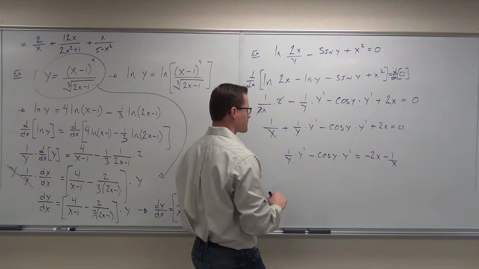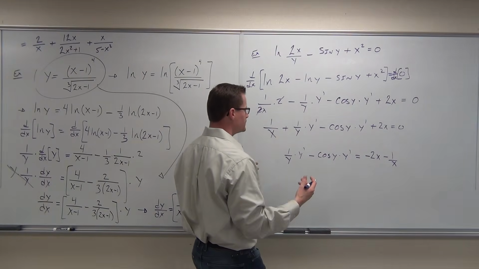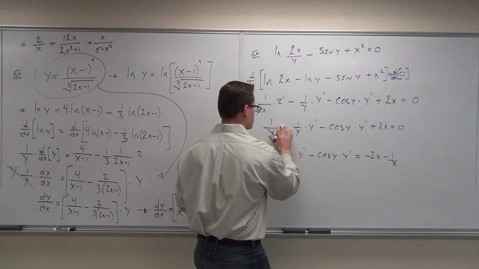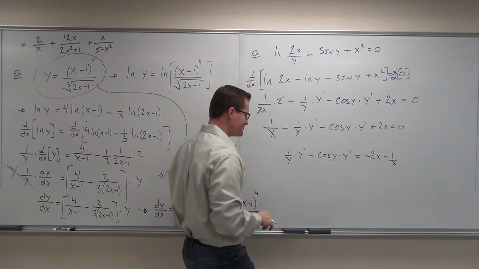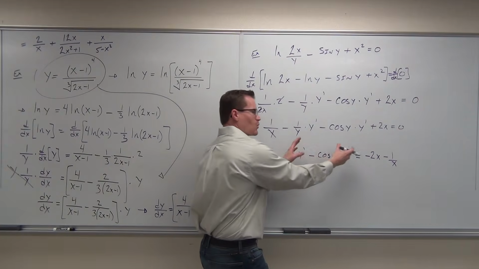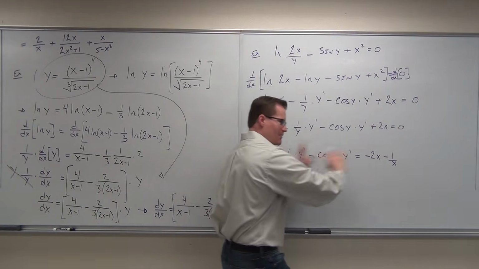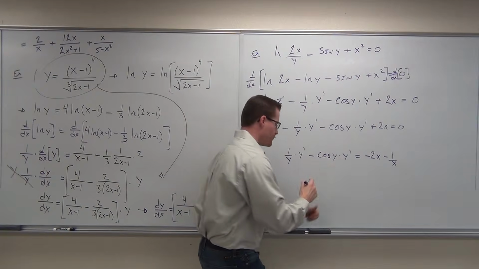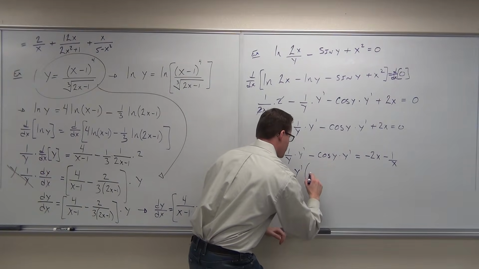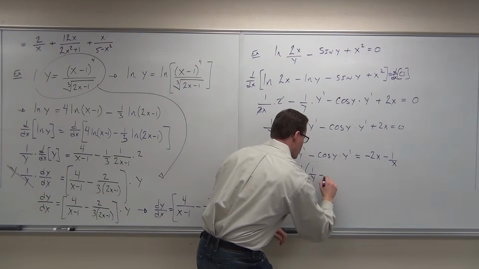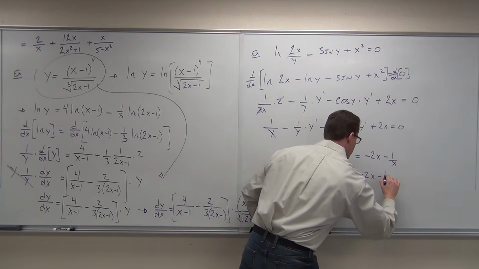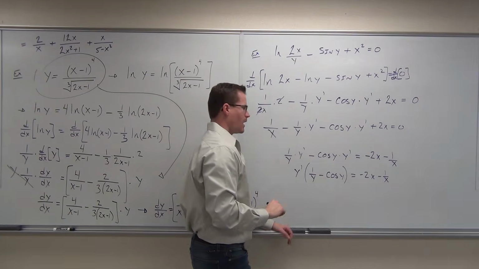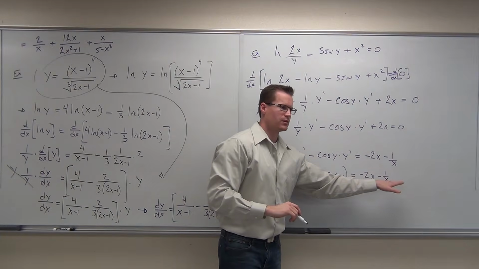How'd you get negative y? What'd I do? You put 1 over x plus? What are you talking about? Just checking. As soon as you have your y prime terms on one side and everything else on the other side, this is when you want to factor out your y prime. And then just divide.